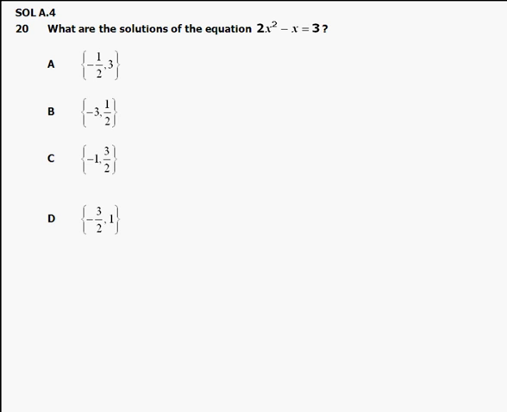This equation is very close to being in standard form. We need to set it to 0 to have it specifically in standard form. So let's subtract 3 from both sides of that equation, meaning we need to set it to 0. 2x squared minus x minus 3. Now we are very clearly in standard form.